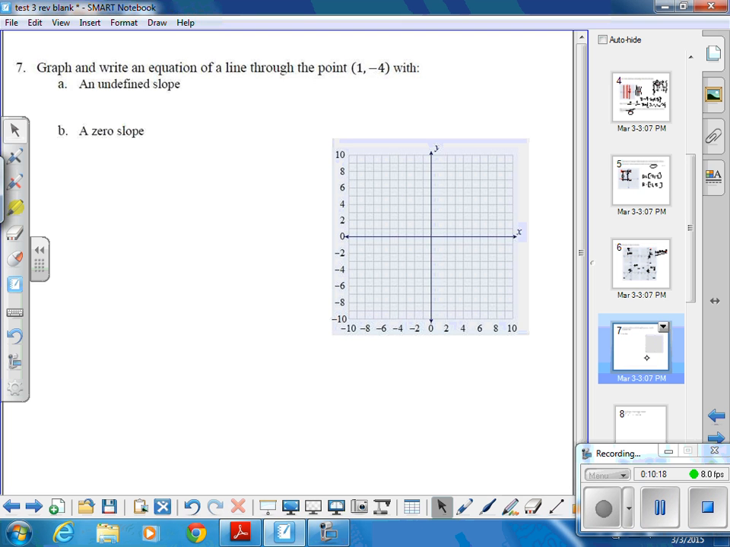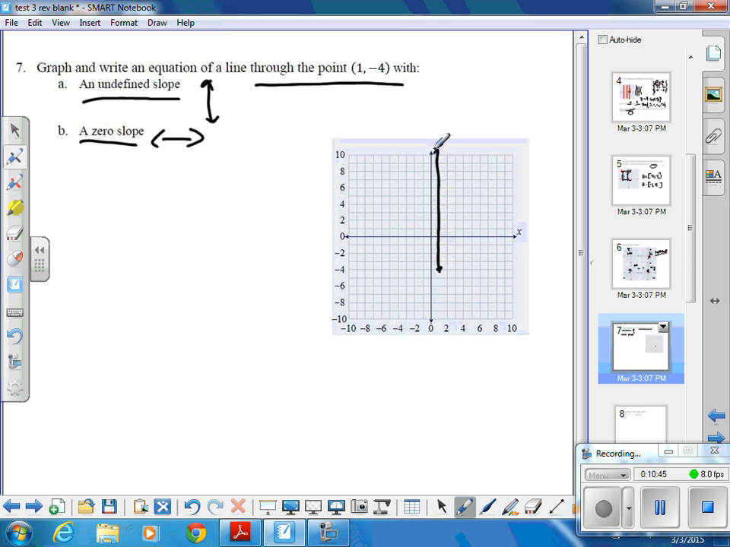The next problem is having us use that information to write an equation of these lines through this point here. One of them has to be undefined, which we know is a vertical line, and a 0 slope, which we know is a horizontal line. So let's put that point on the graph: 1, comma, negative 4. Down right there, that's the point. My vertical line is going to go up and down like this. My horizontal line is just going to go like this. So this is A, this is B.